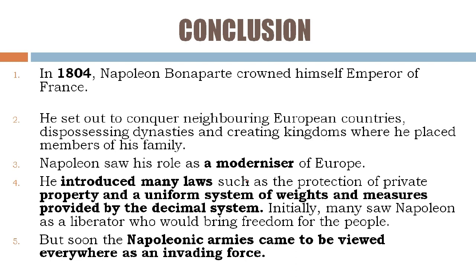Now we come to the conclusion of this chapter, students, and we will see about Napoleon Bonaparte in this section. In 1804, Napoleon Bonaparte crowned himself as the Emperor of France. Now, who was Napoleon Bonaparte actually at that point of time? He was the military general of France.